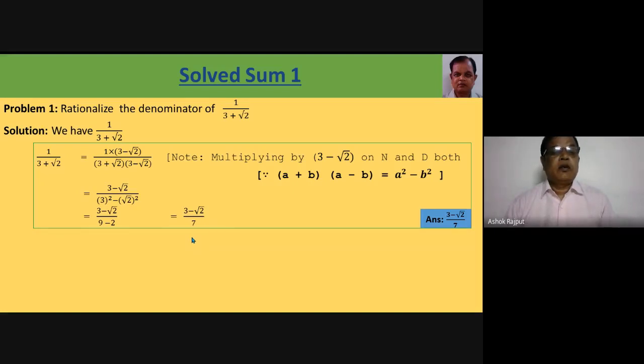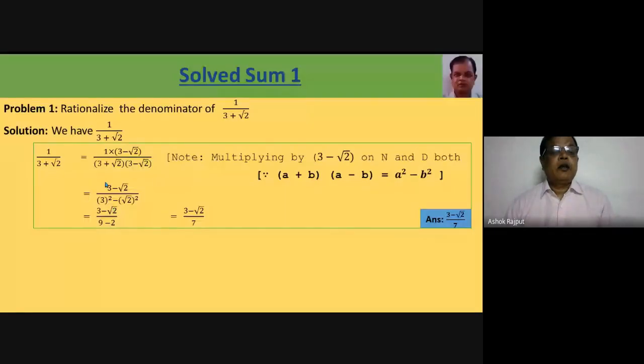the given number. After that, as we have written here, 1 into 3 minus root 2 by 3 plus root 2 in the bracket 3 minus root 2. Then here it is in the form of a plus b, a minus b. Now it is a square minus b square in the denominator, as the identity is a plus b, a minus b equal to a square minus b square.